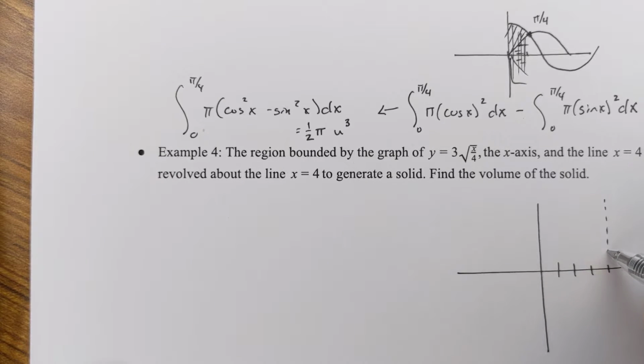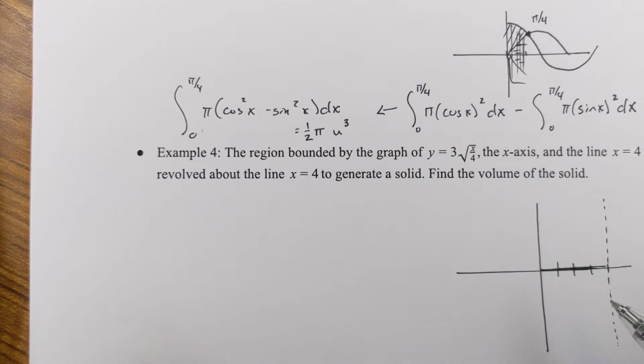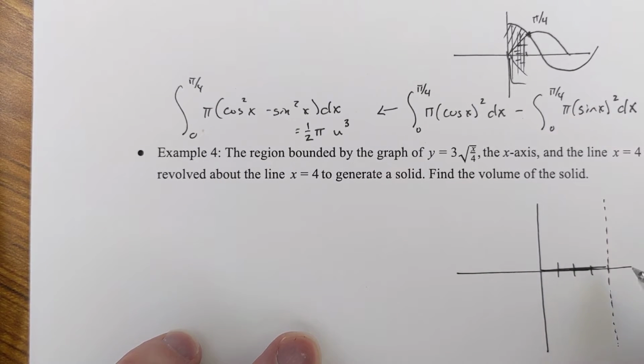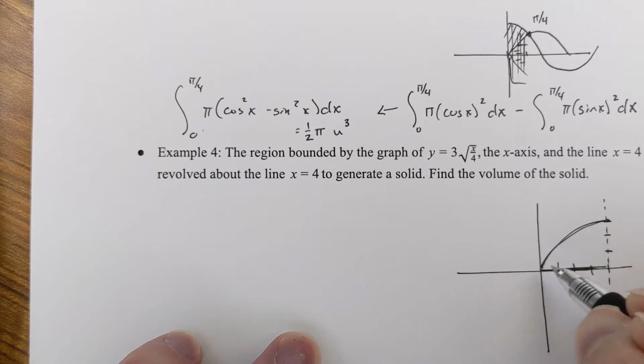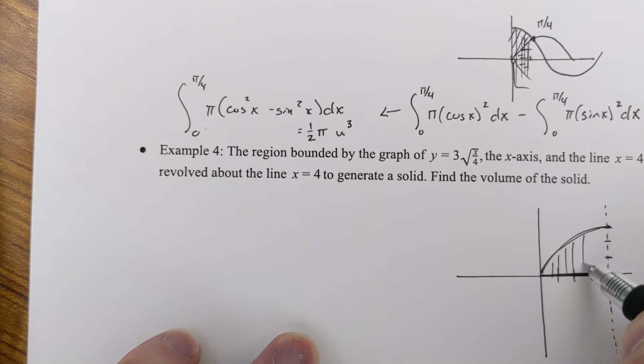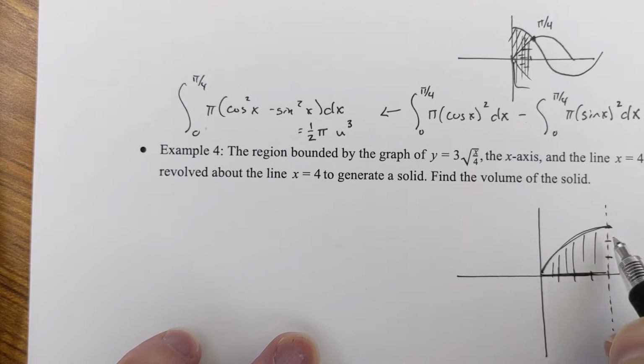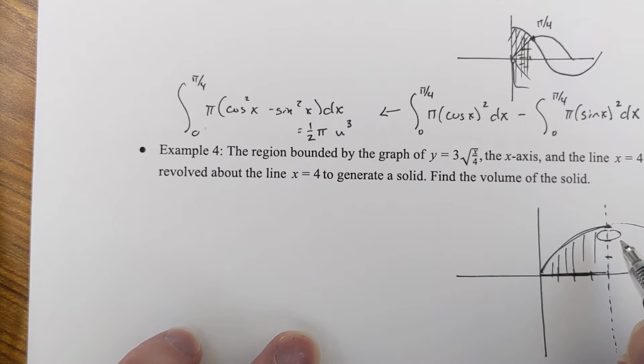So here's our line, x equals 4. The x-axis is down here. Our graph, when I plug 4 into this, 1, 2, 3, so our curve is going to do something like this. So we're looking at this area, and we're revolving it around the line x equals 4. It's going to dome out over here, so circular cross sections are going to run left to right.